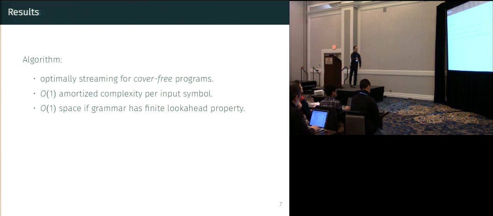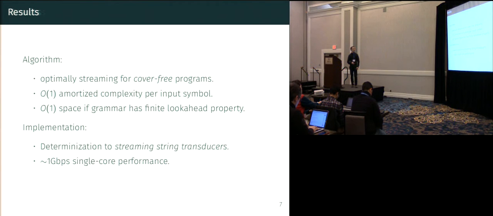The algorithm that we have designed for evaluating these programs in a streaming fashion is optimally streaming for so-called cover-free programs, which I will get back to in a minute. It uses constant amortized time to process each input symbol, and constant space if the grammar has a finite look-ahead property, meaning that all ambiguities can be resolved by looking a bounded number of symbols ahead in the input stream. The implementation determinizes this algorithm into a deterministic machine called a streaming string transducer, which was recently introduced by Ulrik and colleagues. And the compiled programs, by compiling these machines, operate around a gigabit per second on a single core.